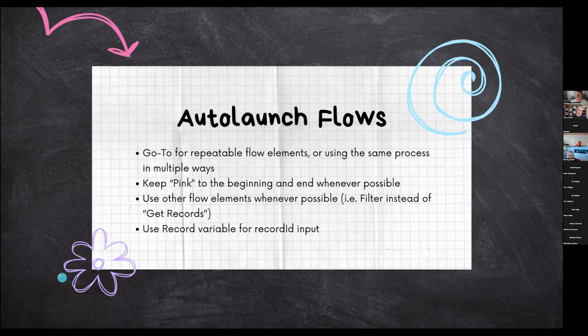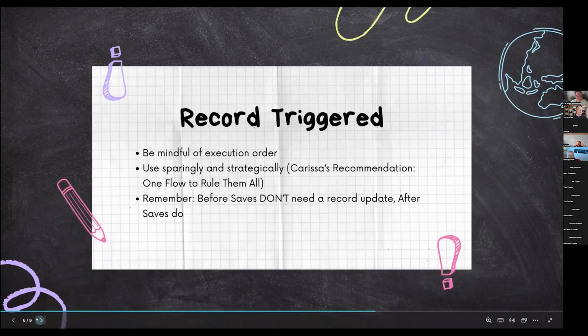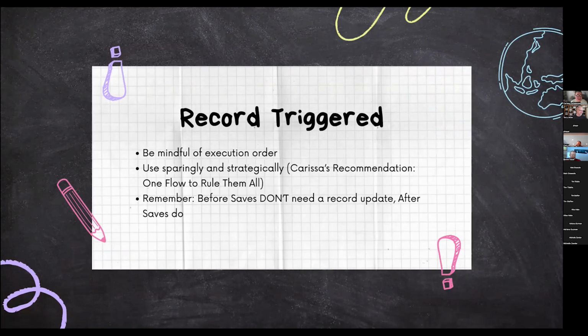Okay, so those are my Autolaunch flows and my feelings on them. Record triggered flows. Here are my feelings on record triggered flows. It's really important to be mindful of execution order. Are your flows firing in the appropriate order? Does the flow that fires third actually rely on a field that is being set in the flow that fires fourth? Maybe you need to rethink that.